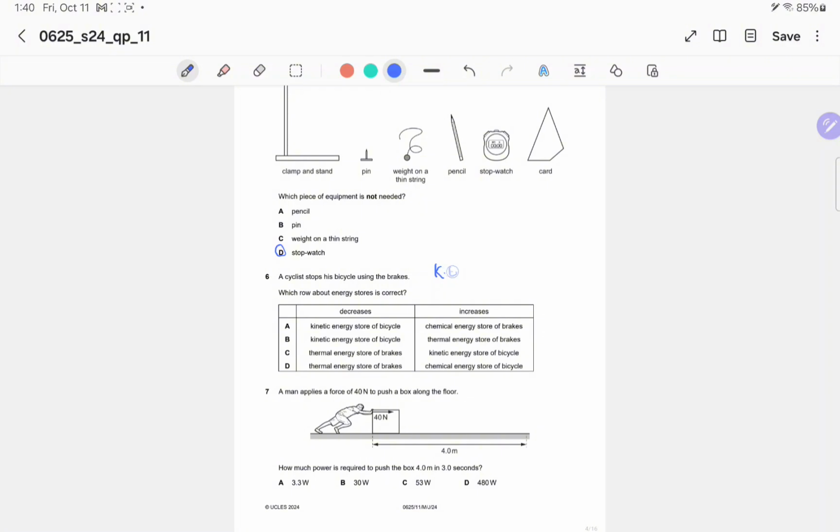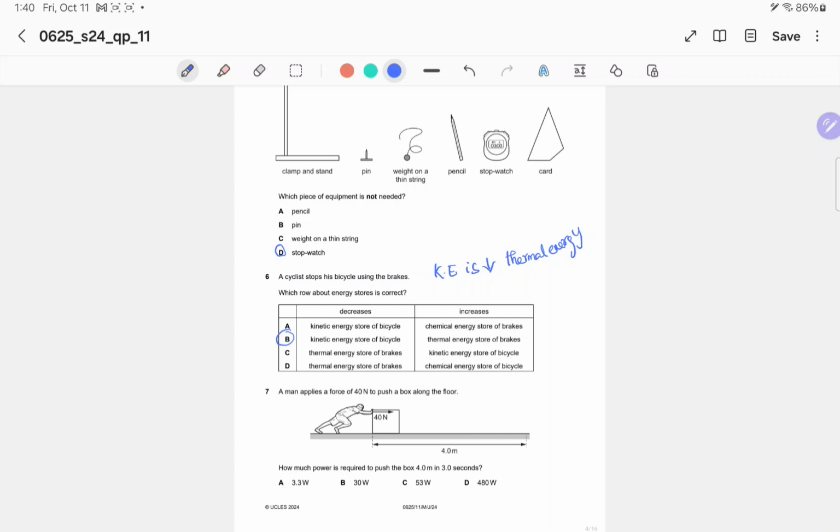So the kinetic energy is decreasing, because it is coming to rest. What form of energy is it converted into? It is converted into thermal energy, which is stored in the brakes. Kinetic energy is converted to thermal energy. So the answer is B, friction between the pads makes them come to a halt.